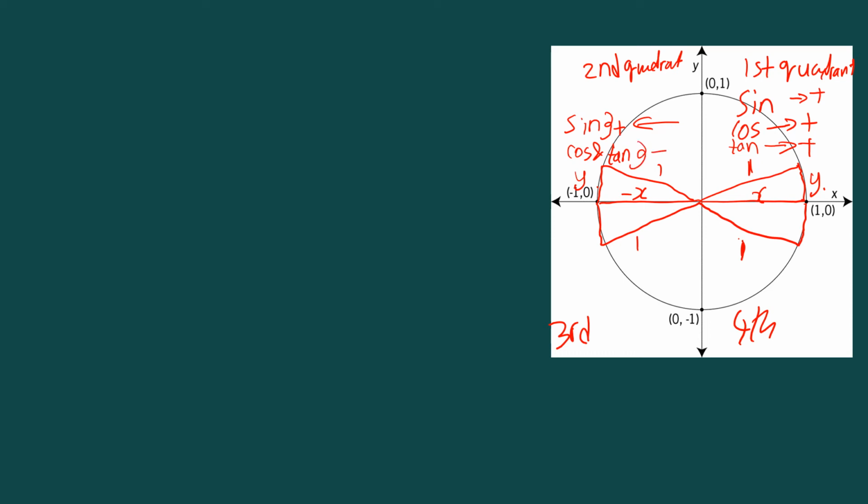So this is negative. Minus y in here, and then minus x in here. Okay, so in here sine is going to be negative, cos is also going to be negative. However, tan is going to be positive because negative divided by negative is positive. In here x is positive, y is negative, so in here sine is going to be negative, cos is going to be positive, and tan is going to be negative.